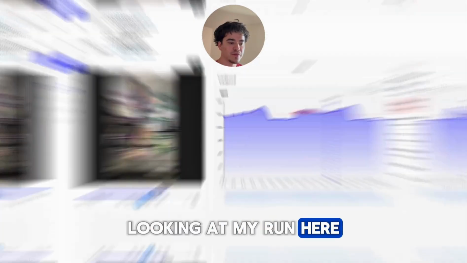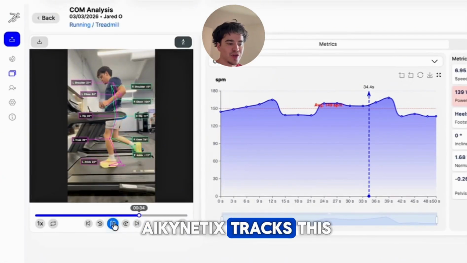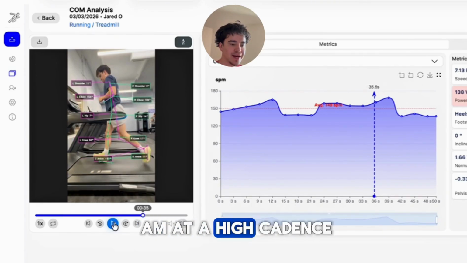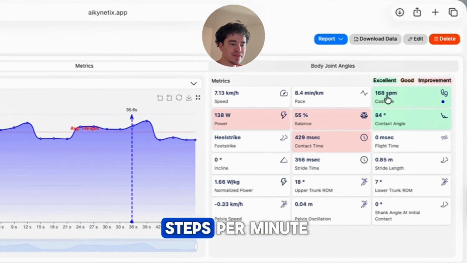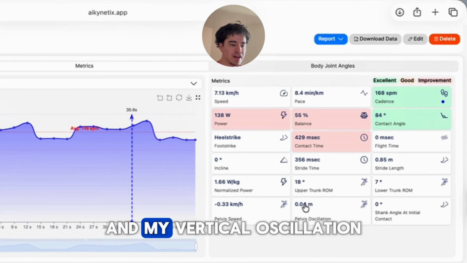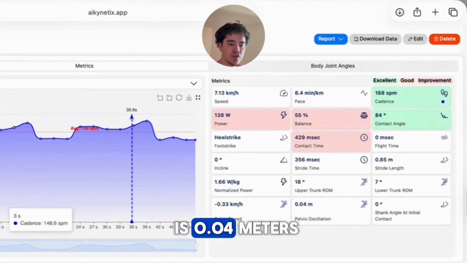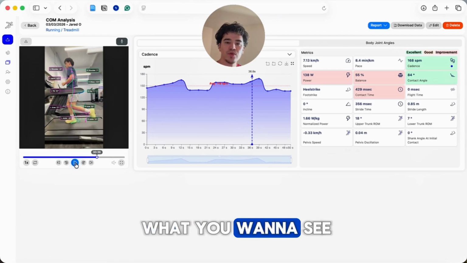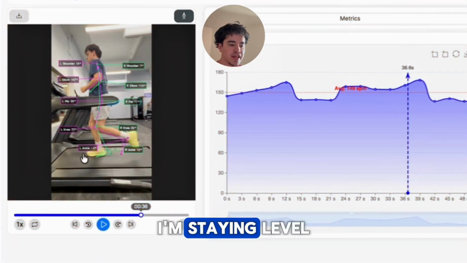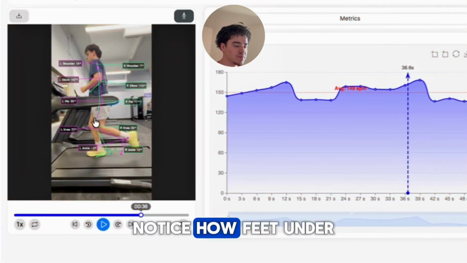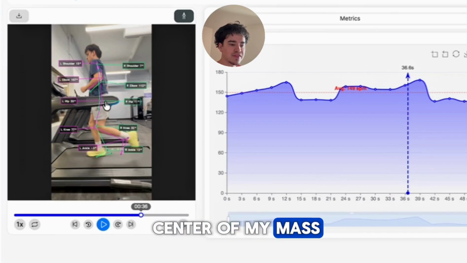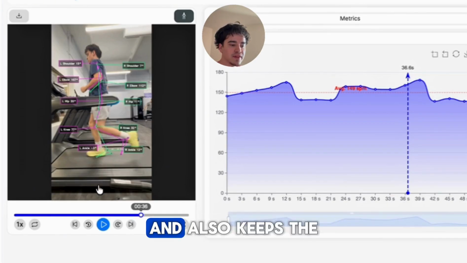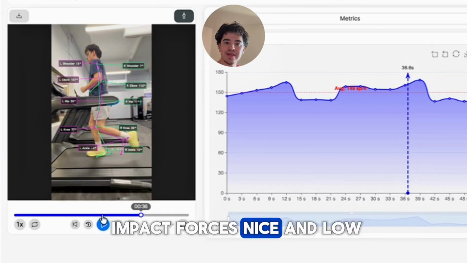Looking at my run here, you can see how AiKYNETIX tracks this without a lap. So right now, I am at a high cadence, 168 steps per minute, and my vertical oscillation is 0.04 meters. So this is exactly what you want to see in a runner. I'm staying level. Notice how my feet are under my center of mass. And this keeps my energy focused on the road ahead and also keeps the impact forces nice and low.